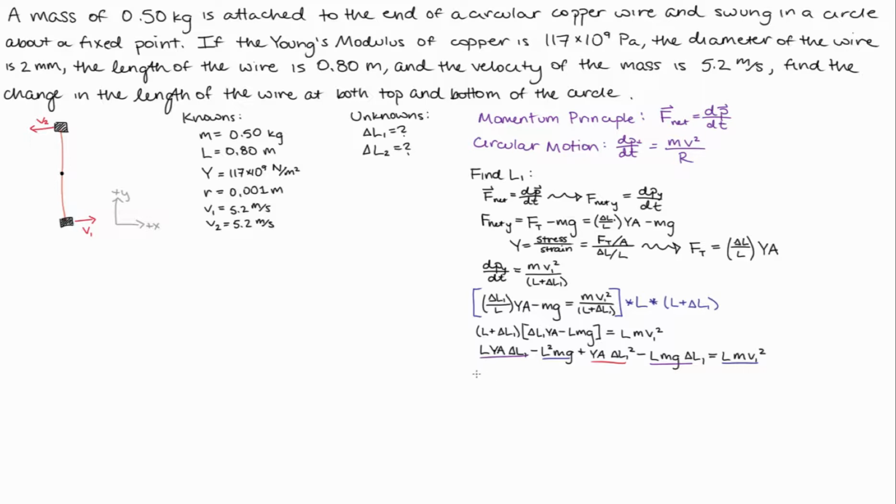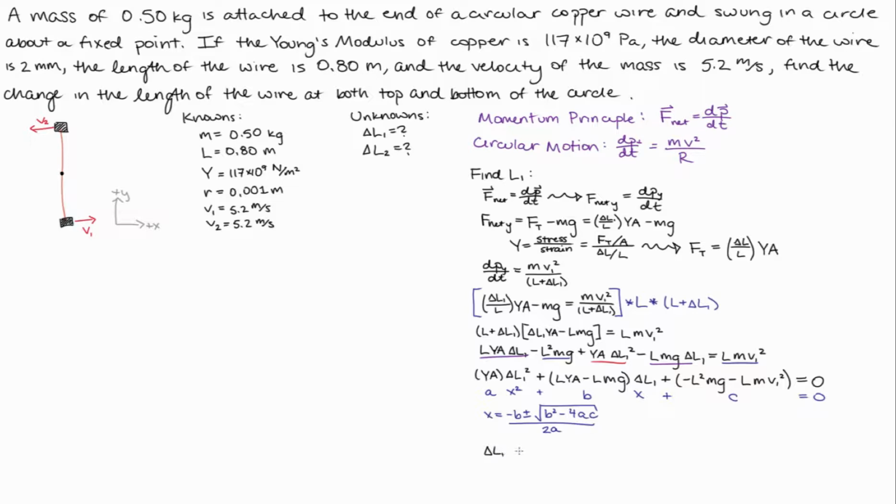Our final expression is Ya times delta L1 squared plus the quantity Lya minus Lmg times delta L1 plus the quantity negative L squared mg minus Lmv1 squared, all equal to 0. This is now a quadratic expression of the form ax squared plus bx plus c equals 0. We can solve this using the quadratic formula, which tells us that x is equal to negative b plus or minus the square root of b squared minus 4ac all over 2a.